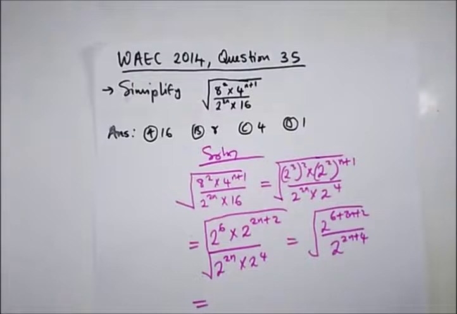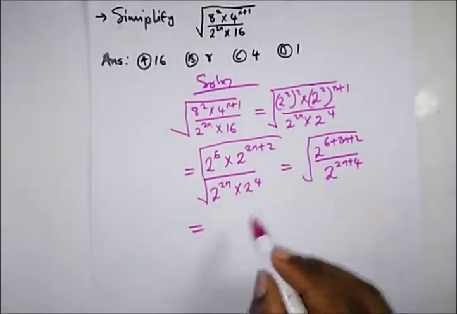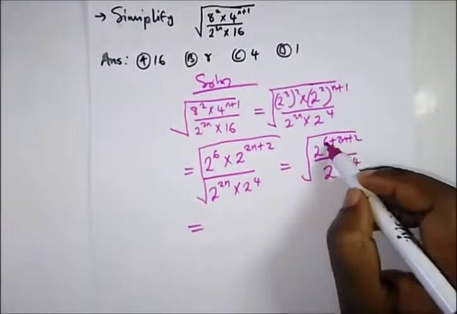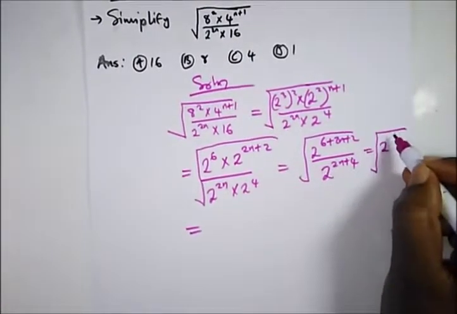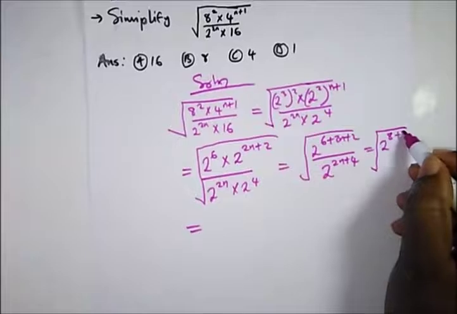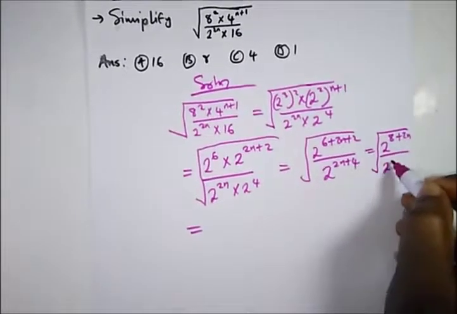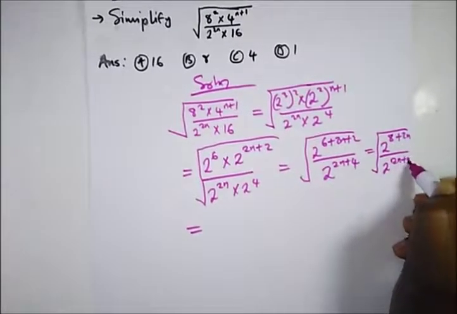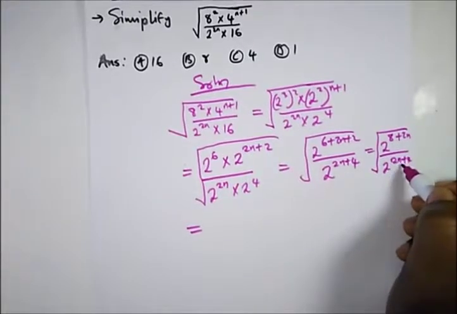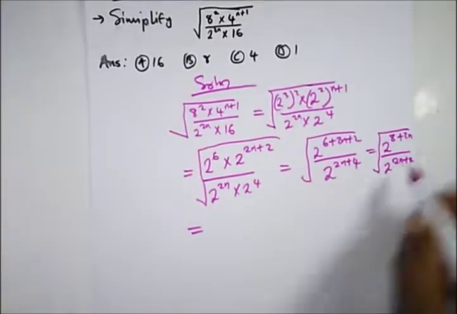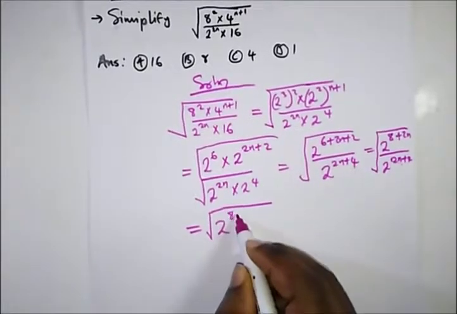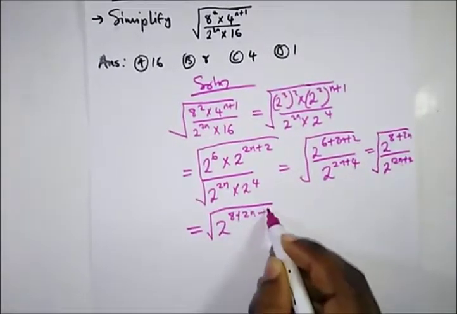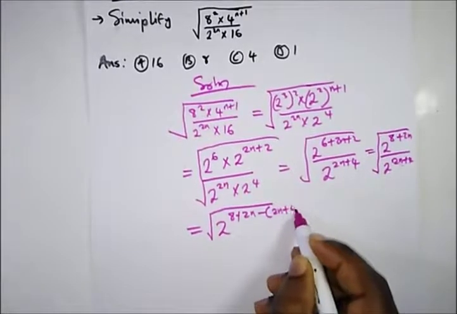So this will be equal to, when we add this and this, let's just simplify this here. We have 2 raised to the power 8 plus 2n over 2 raised to the power 2n plus 4. So this is division, so we'll subtract these two powers. So here we have finally 2 raised to the power 8 plus 2n minus bracket 2n plus 4.